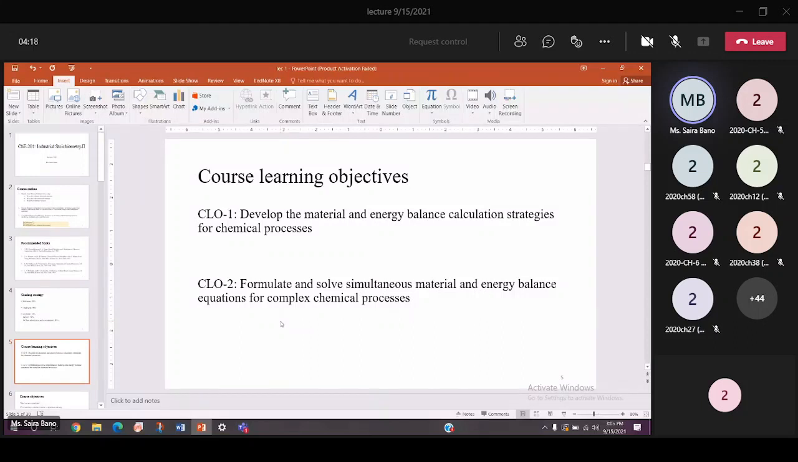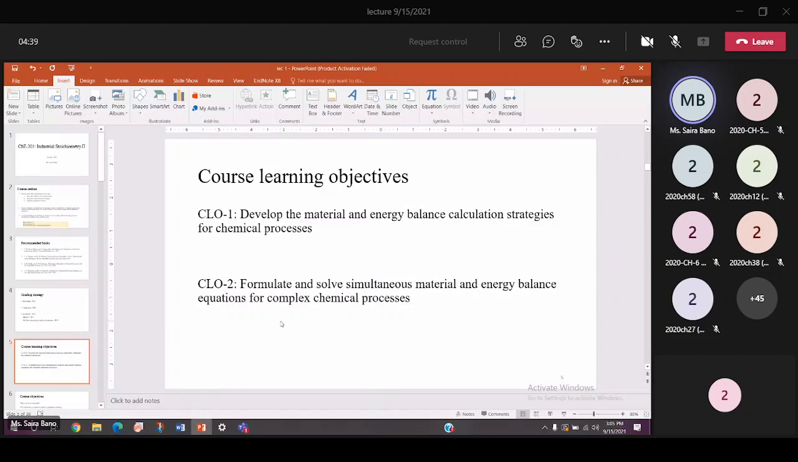About the introduction of stoichiometry, why we are studying this subject and how much it will be helpful in the upcoming subjects. So here, let's briefly discuss what will be the course learning objectives. So first objective will be to develop the material and energy balance calculation strategies for chemical processes.